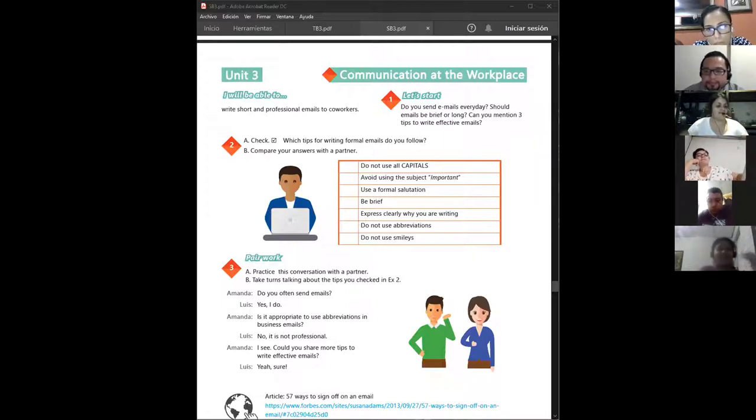In my case, my emails are long because I specify information. ¿Cómo puedo decir a los destinatarios, teacher? To the people I send the emails. Okay, very good. So it depends on what you need to specify, right? So you need to specify the information to the recipient. In that case, destinatario sería recipient. Okay, very good.